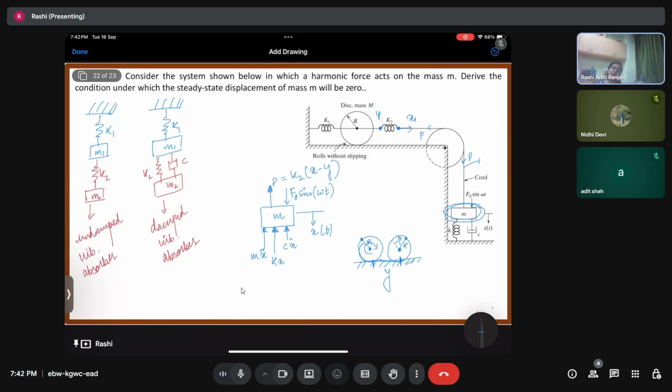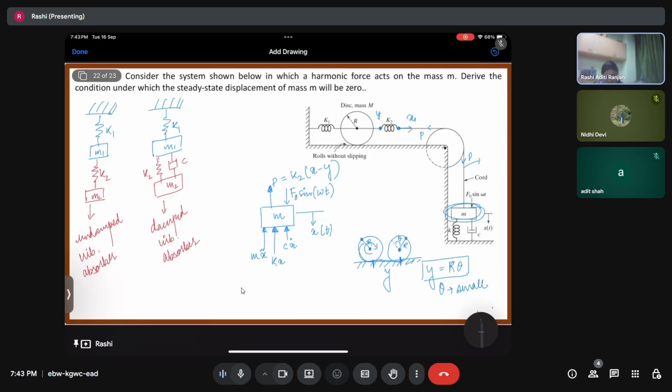We know that for the case when there is a rotation without slipping, this y can be related to r and theta as r theta. Anyway, this is true only when theta is small. We are considering a small oscillation, right? Not large oscillation. y is going to be equal to r theta. So we can replace y over there.